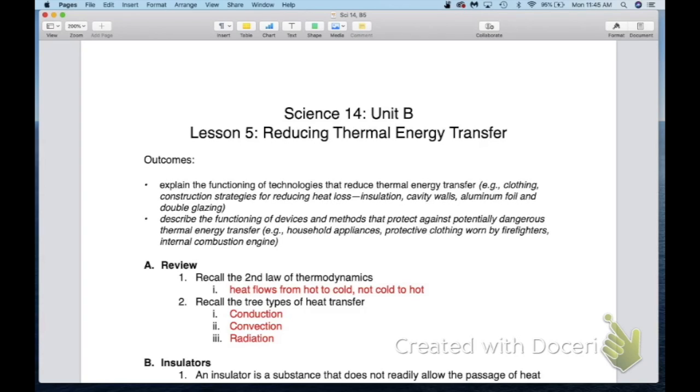Okay, welcome back, students. This is lesson 5, reducing thermal energy transfer. So what we're going to do is talk about some technologies that reduce thermal energy transfer, like insulation in walls. We'll talk a little bit about windows and some other things.